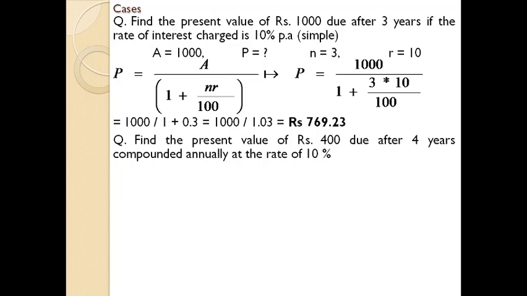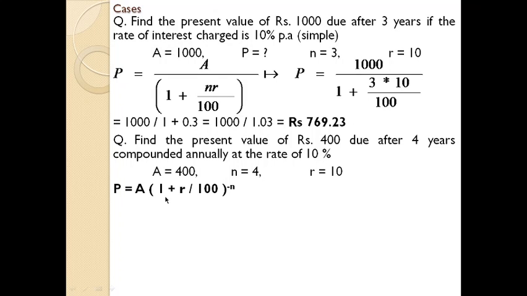find the present value of ₹400 due after 4 years compounded annually at the rate of 10%. Here the equation is the compound interest concept. So the equation is P equal to A into 1 plus R by 100 raised to minus n. You can follow any one of the equations. For the time being, we are using this equation. In the question, it is given to find the present value, so you need to find the value of P. The A or future amount is 400 due after 4 years. So N is 4 and R is 10.